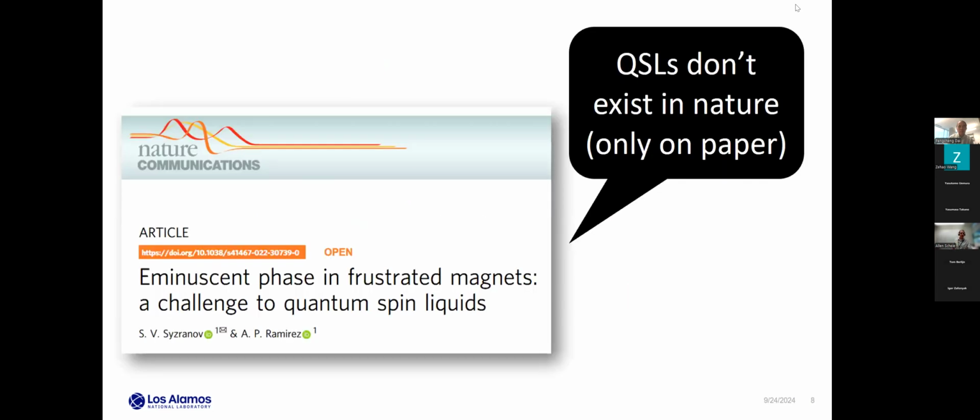And so this has led some people to be extremely skeptical even about the existence of spin liquids in nature at all. This paper, published with Art Ramirez as the last author, argues that in real materials, spin liquids always fail. They don't exist. They always end up in what he calls an emuscent phase. And this is something that I think needs to be taken seriously, because it does seem that for so many materials that were thought to be spin liquids, tiny amounts of disorder will destroy the ground state.